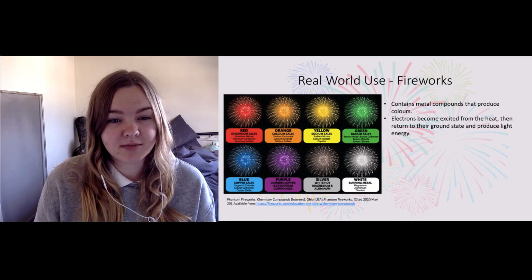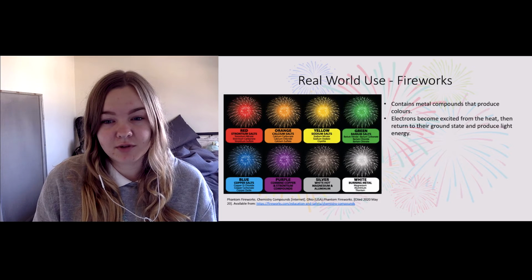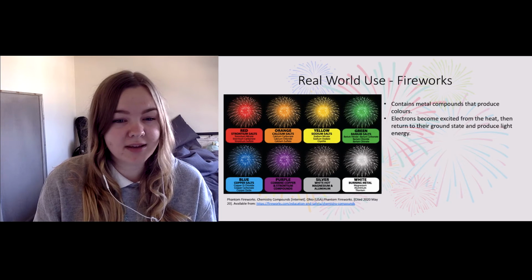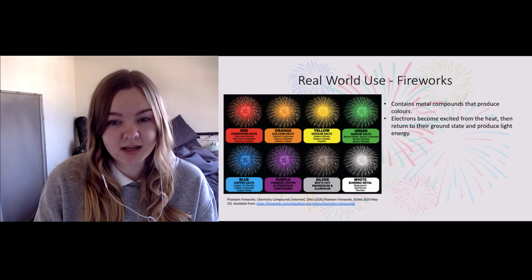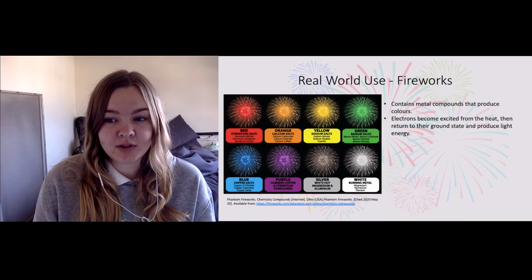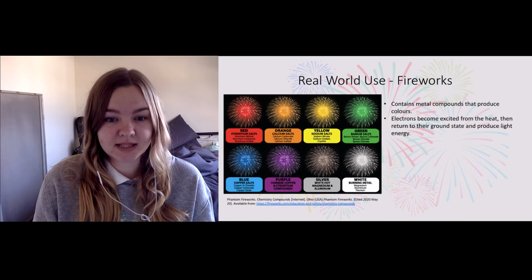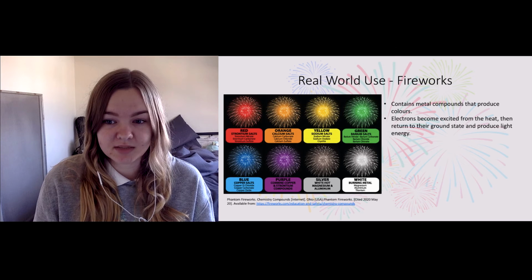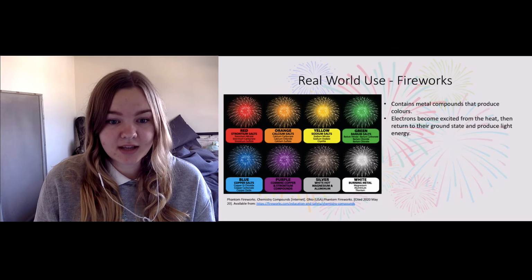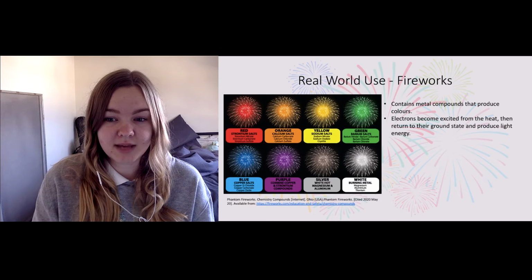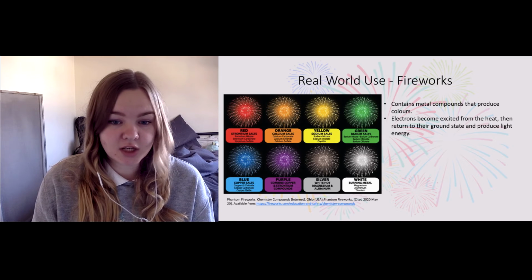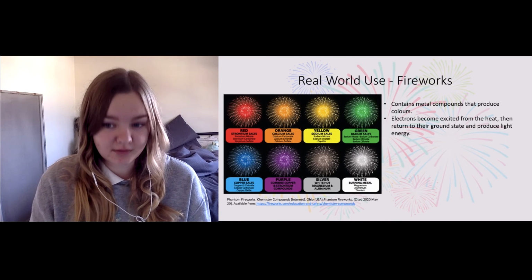A firework consists of gunpowder, an oxidizing agent, fuel, a binder, and a metal compound that produces the colour as it explodes. The gunpowder causes the firework to shoot into the air. Another fuse inside of the canister ignites and causes it to become very hot. This causes the electrons within the metal compounds to absorb the heat and become excited before returning to their ground state and releasing a photon of light energy.